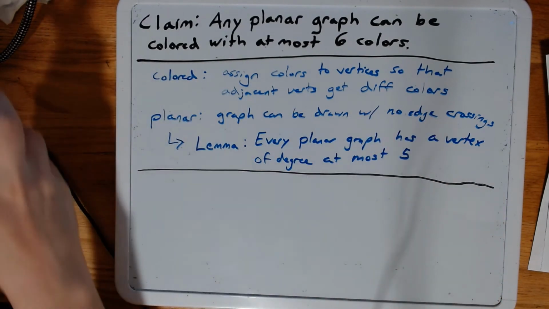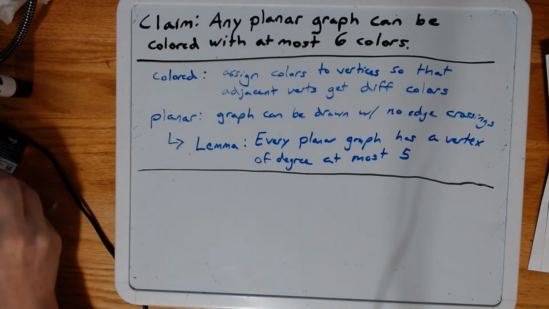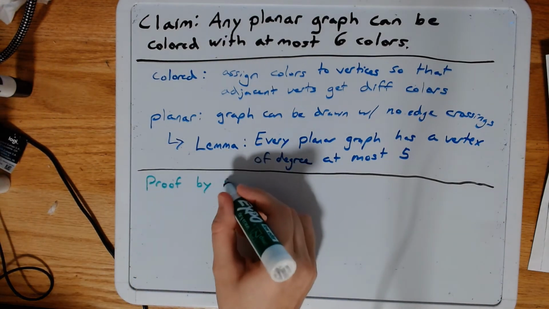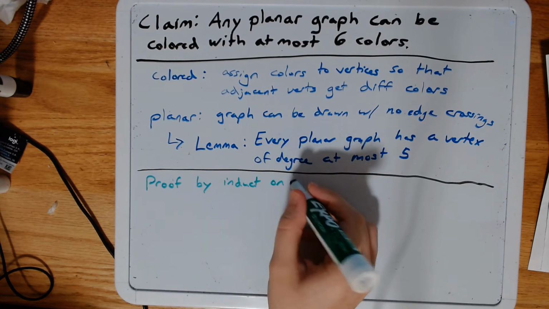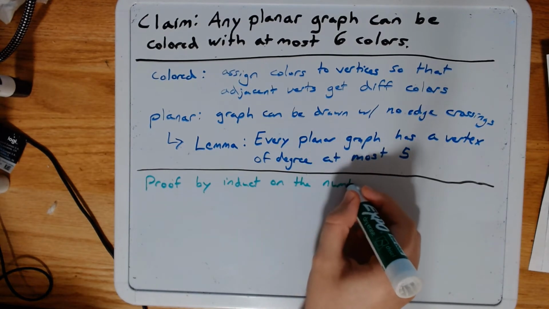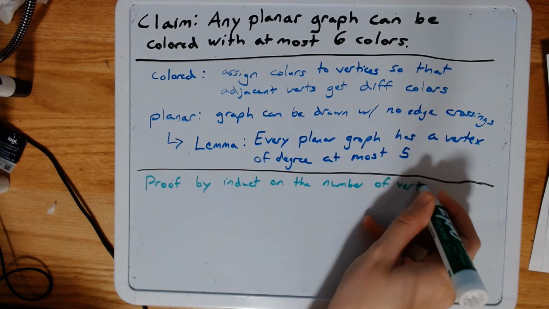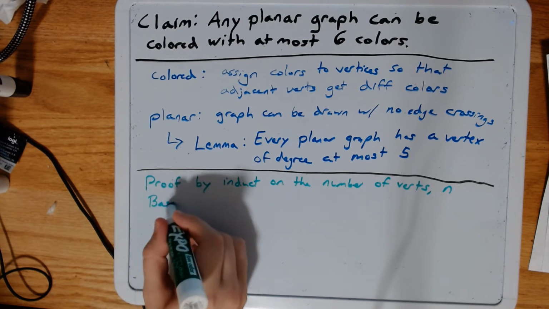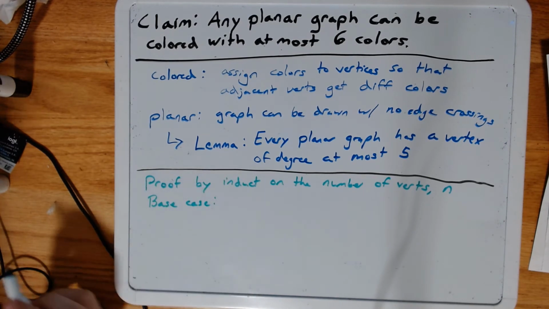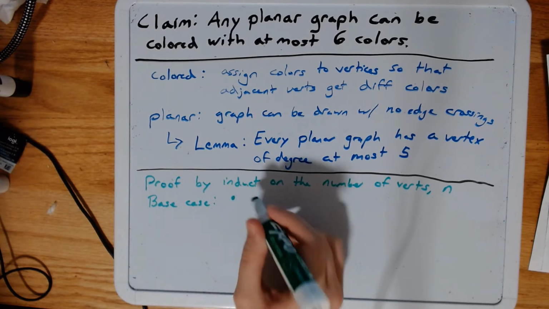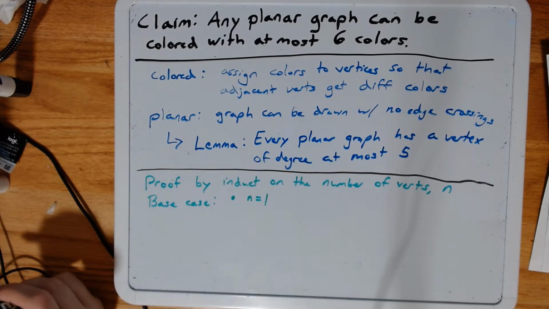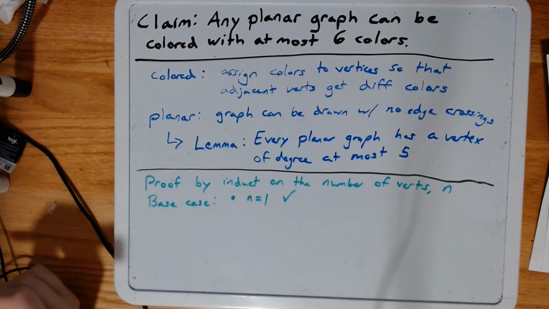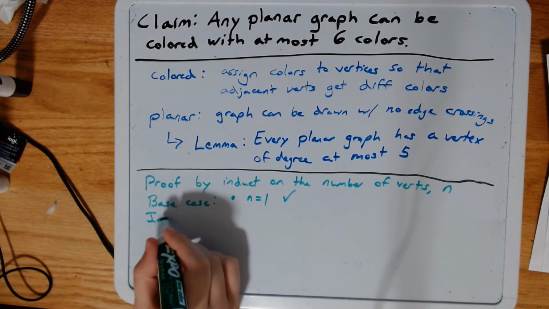Now, let us prove this by induction. And we're going to induct on the number of vertices, which we'll call n. Right, so as usual, we start with a base case. What's the smallest planar graph? It's a single vertex, right? N equals 1. We can definitely color that with at most 6 colors. I just did. It's green. Done.